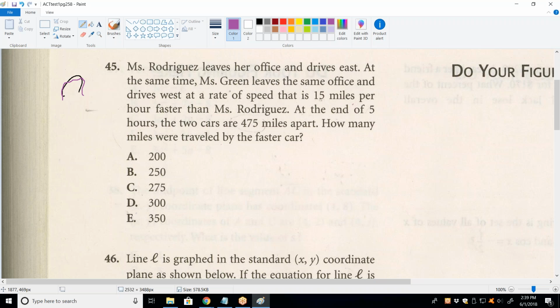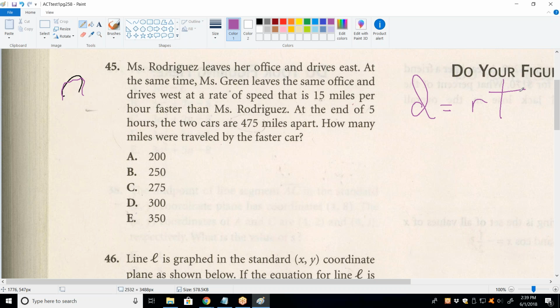Even if you're back solving, you have to know the primary relationship between distance, rate, and time. Tell me that formula. Distance equals rate times time. Good.